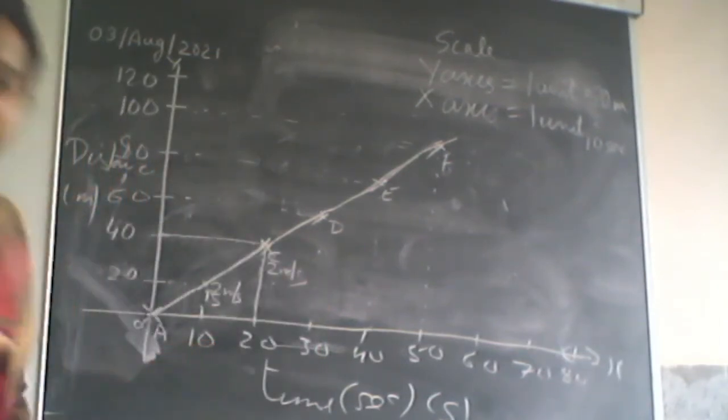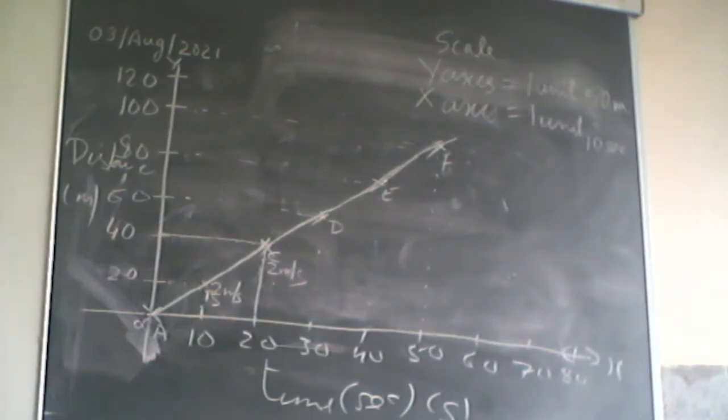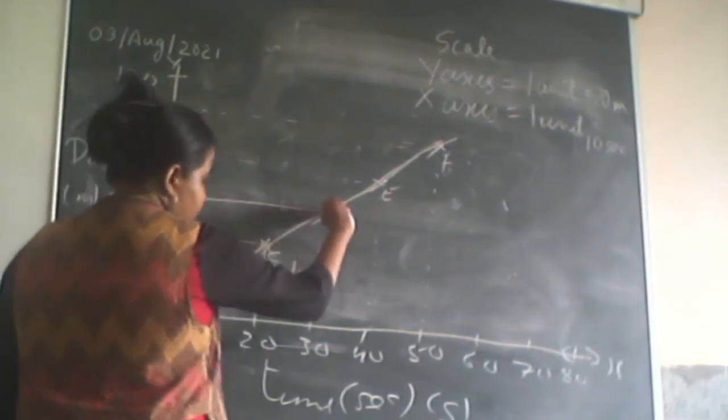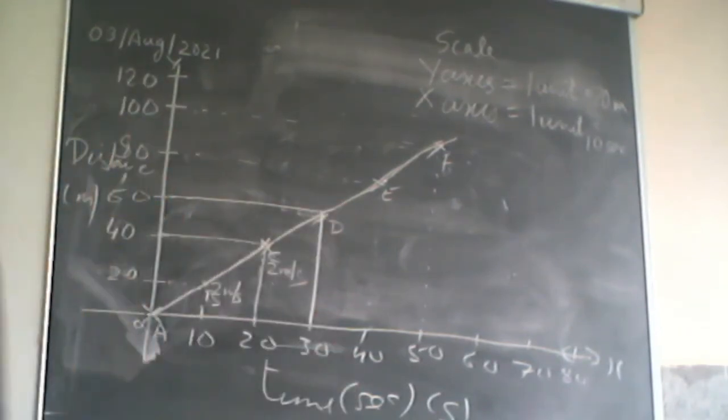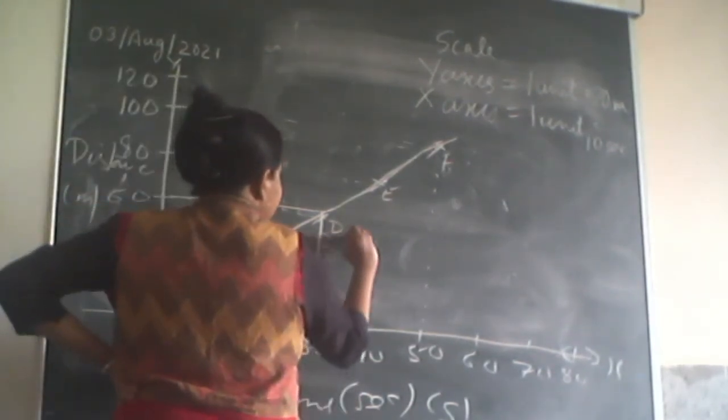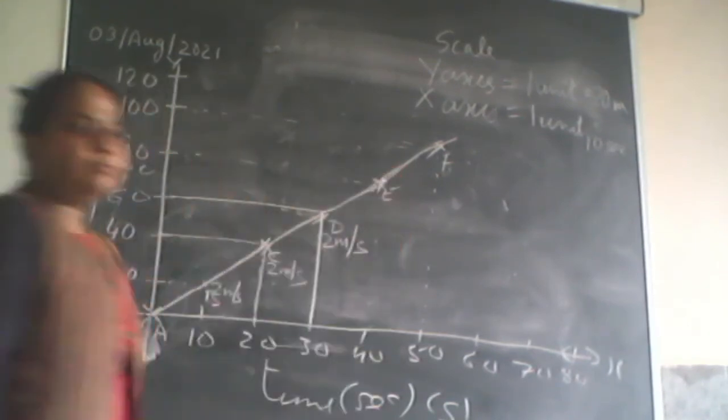Now for D point, same with D. D के लिए करो. जल्दी से. Do it fast for D and tell me. Same method. How much? 60 meters in 30 seconds. How much? 2 meters per second again. For E, 2.